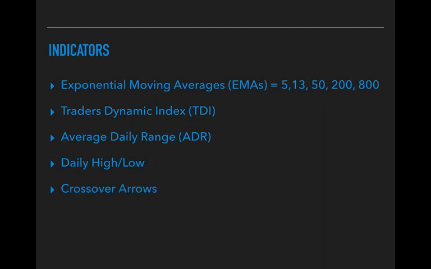And then also crossover arrows, which tell me when certain EMAs are crossing over, which is good for determining trend change and things like that. The EMAs I use it for are the 13 and the 50 when those cross over. You'll see that on the chart. I'll show that to you when you see the live chart. And also the template itself, obviously, has the session boxes drawn out for me.